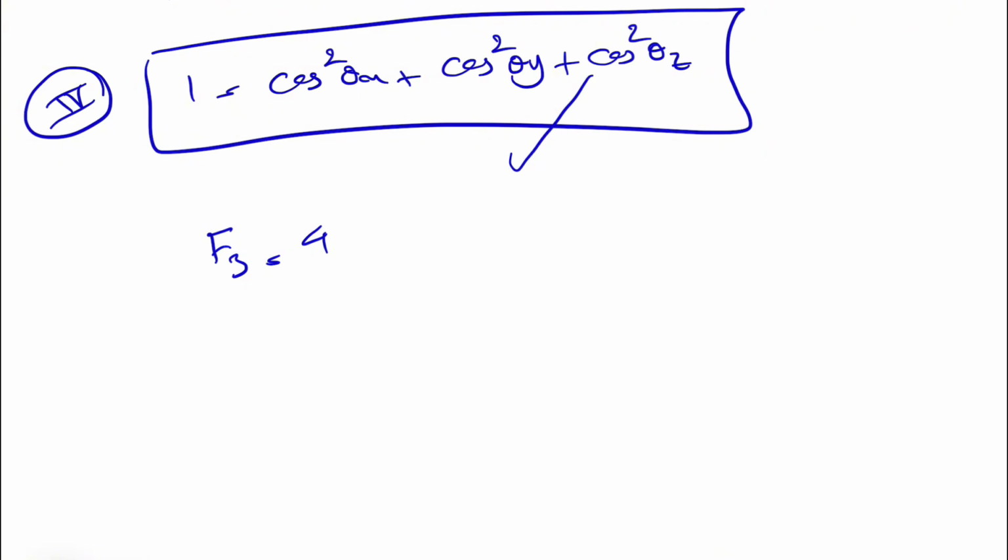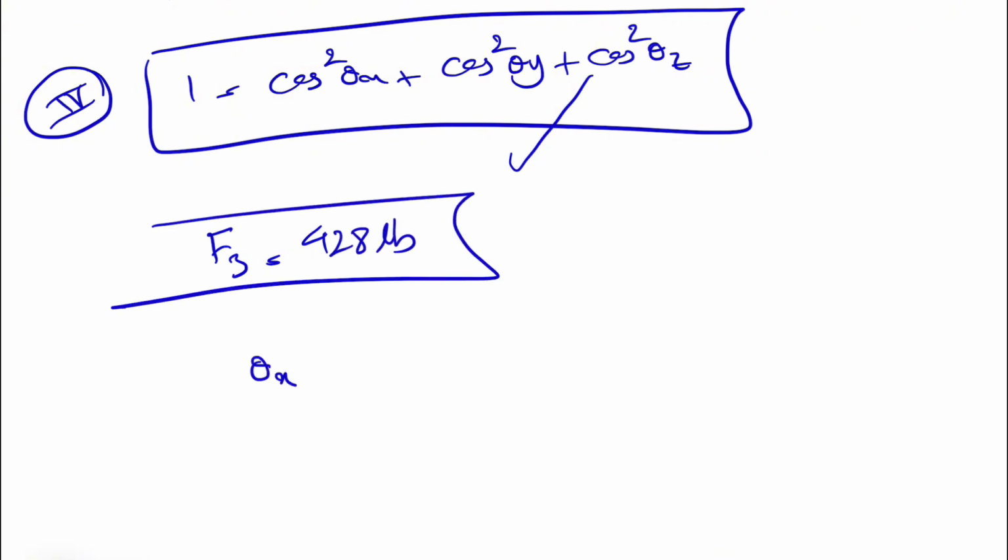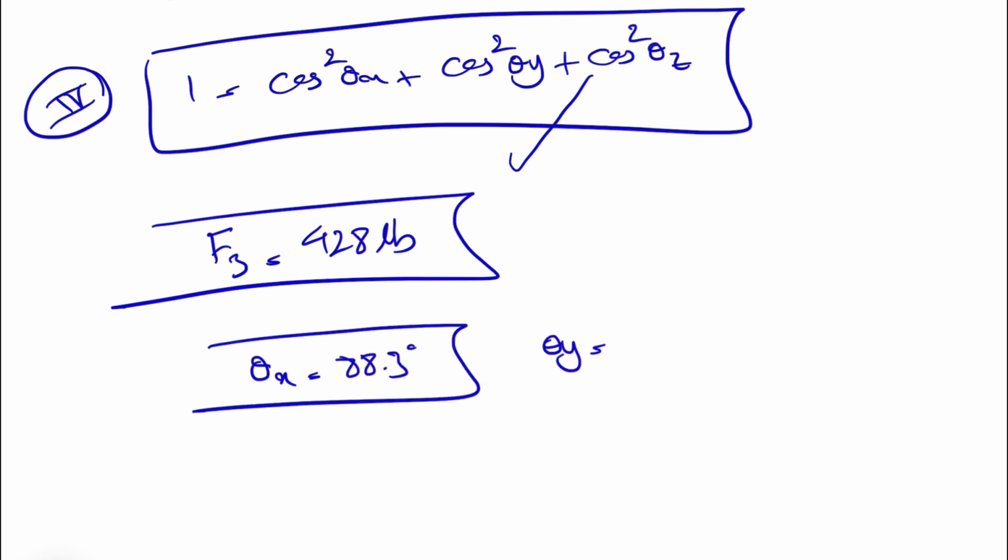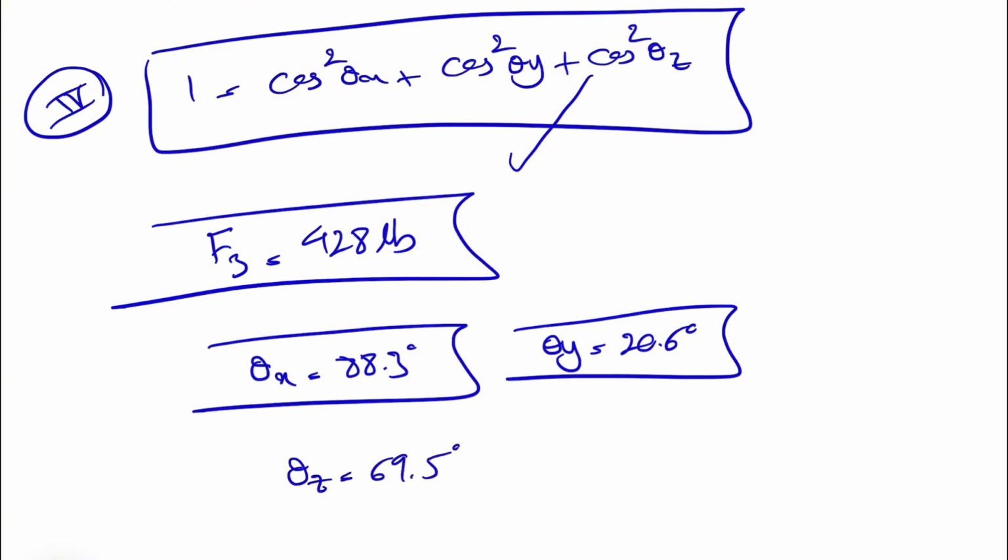If we do that, what we're going to get as the final answer is that our F3 would be 428 pounds. What we get for theta x is 88.3 degrees, and for theta y, we're going to get 20.6 degrees. And the last one, theta z, would be 69.5 degrees. And that's pretty much everything.